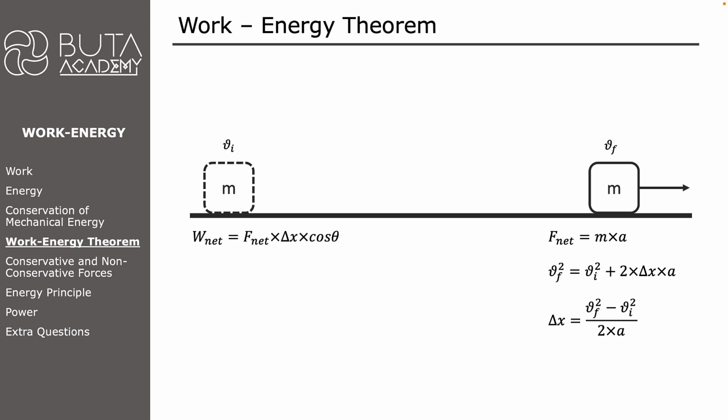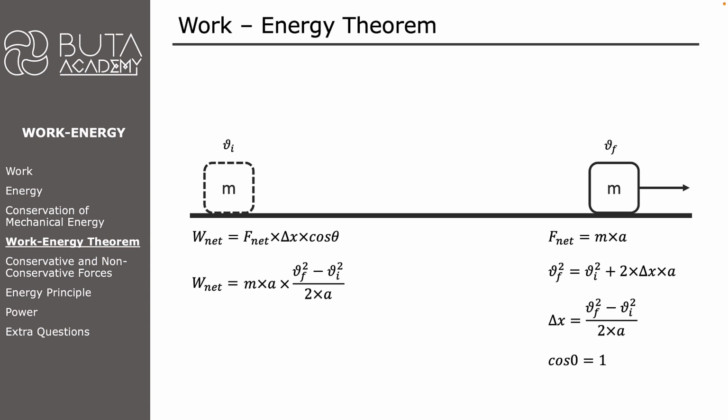Finally, in the case above, the angle between the displacement and the net force is equal to 0. Consequently, cosine of 0 equals 1. With these expressions, we can now replace net force and displacement in the formula for work. Instead of net force, we write mass times acceleration and displacement as v final square minus v initial square over 2 times acceleration. We can omit cosine theta as its value is equal to 1.